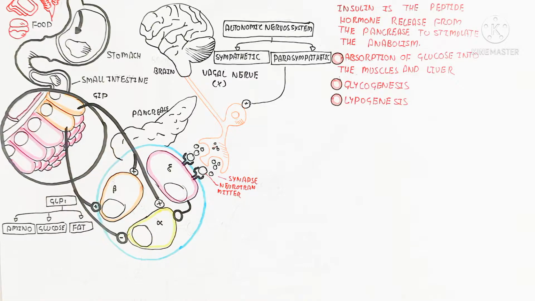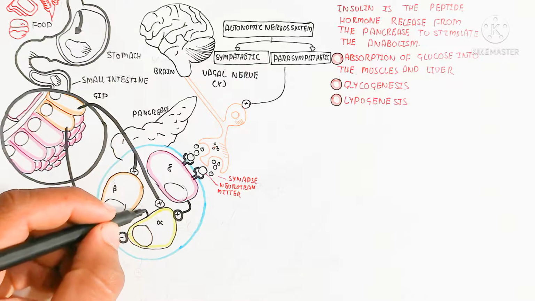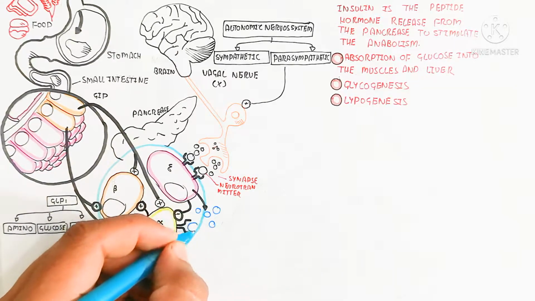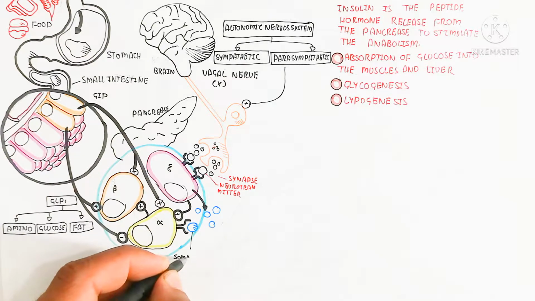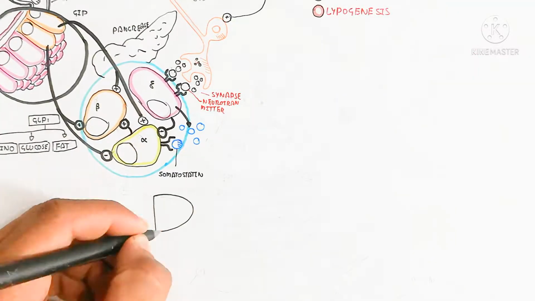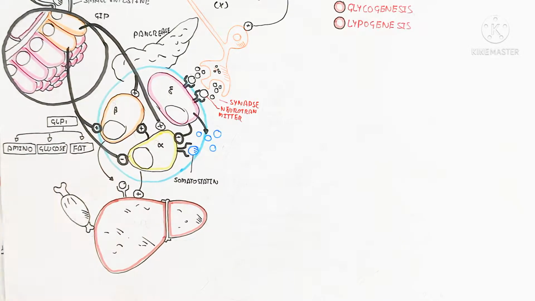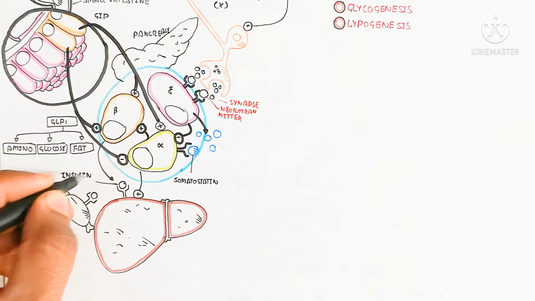This somatostatin will bind with the alpha cell. After binding with the alpha cell, it triggers the release of a paracrine hormone, which triggers the beta cell to release insulin. After the release, insulin will target different tissues, for example liver and muscle. Muscle and liver contain insulin receptors.